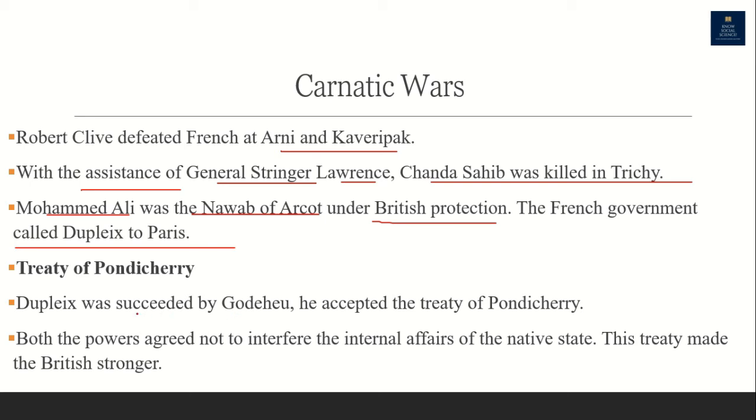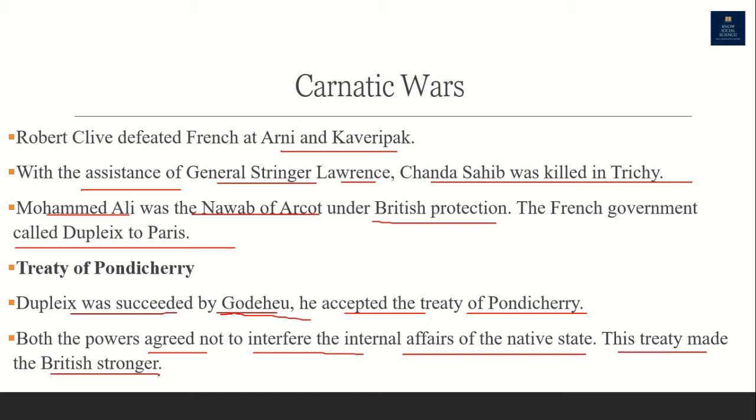Dupleix was succeeded by Godeheu. He accepted the Treaty of Pondicherry. Both the powers agreed not to interfere in the internal affairs of the native states. This treaty made the British stronger. They were to retain their old position. New forts should not be built by either power. The treaty made the British stronger.